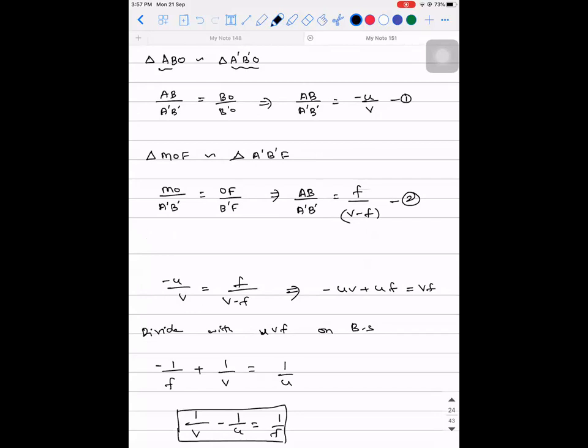So I hope it is clear. So this is how we derive the expression for the thin lens. So make a note of it.